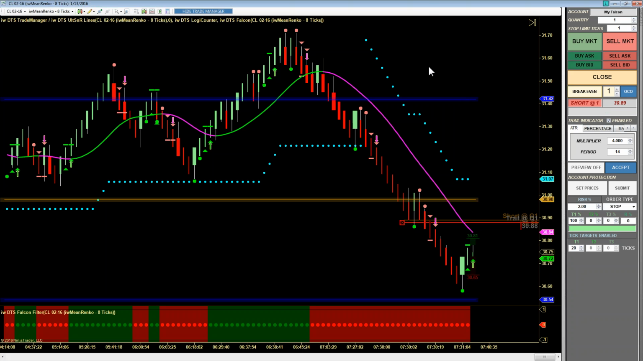All right, so that's how the OCO function works. That's how the trade manager rolls your stops. We're sitting here on primary support. If we can get below that, we could see a bigger move here still.